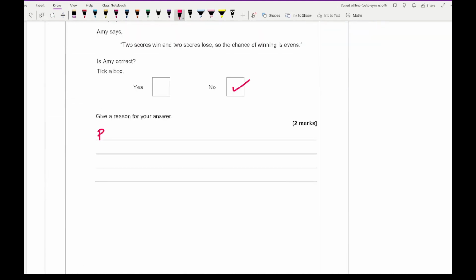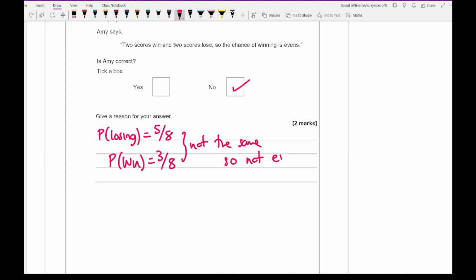And the reason for that is the probability of losing is equal to 5 over 8 and the probability of winning is 3 over 8. And they're not the same. So not an even chance of winning.